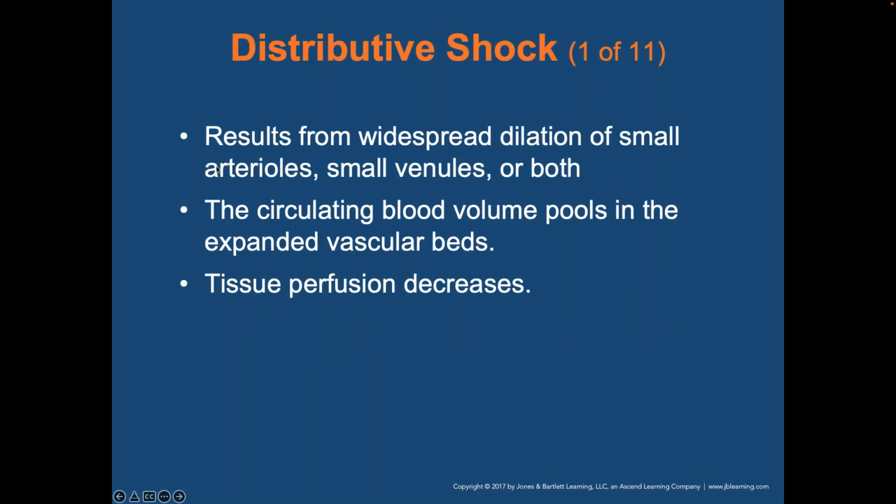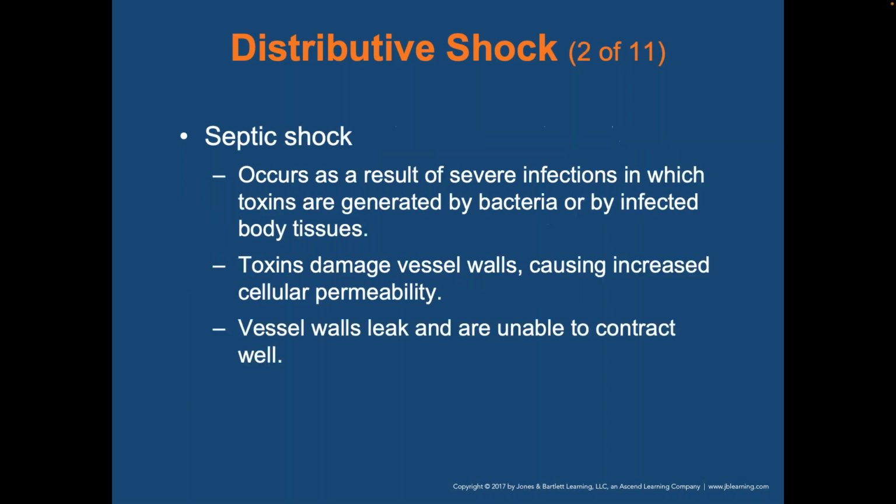Distributive shock is a result of widespread dilation of small arterioles and small venules, or both. The circulating blood volume then pools in expanded vascular beds. Then, tissue perfusion decreases. This is where we start talking about septic shock. Even a paper cut on your finger could turn septic if not treated.